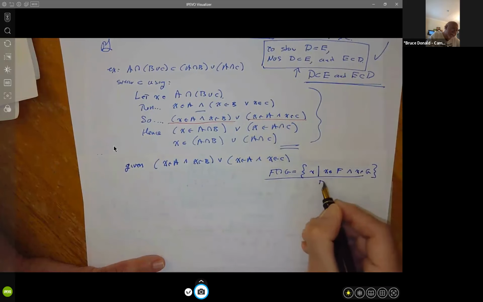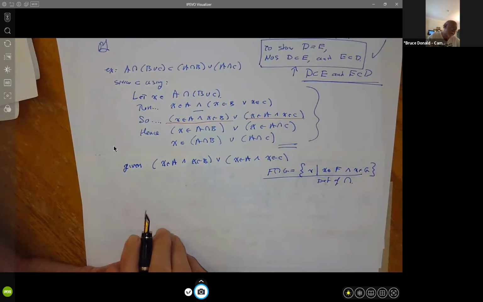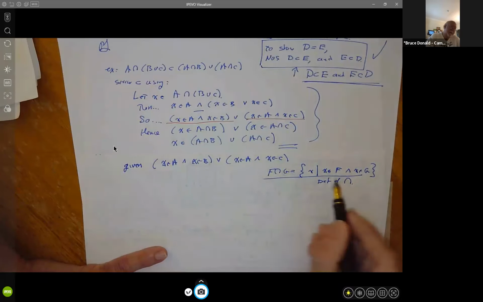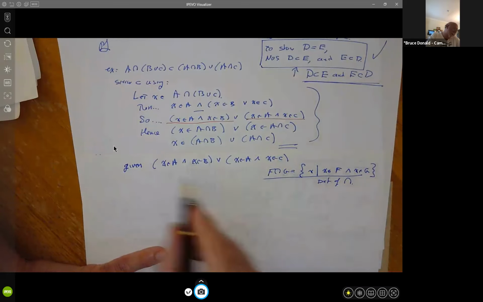This is the definition of intersection. Are you good with me on that? Yeah. Okay, good. So now I just want to instantiate this. If I have a thing that looks like the right-hand side, I can write the left-hand side. And so I look at this thing here.